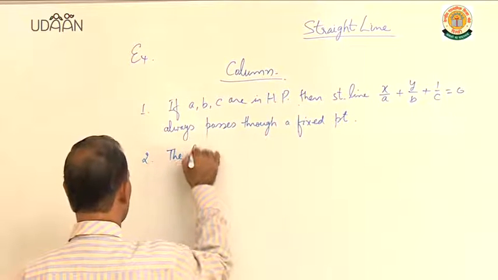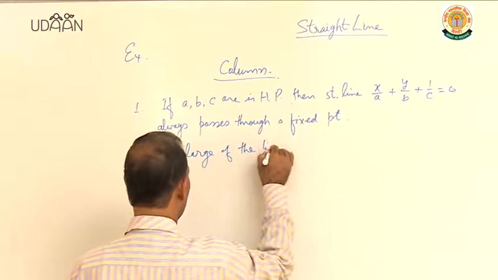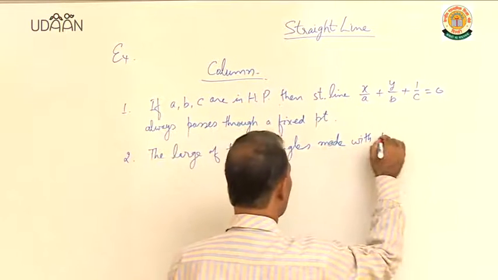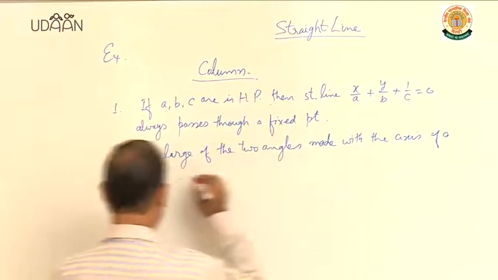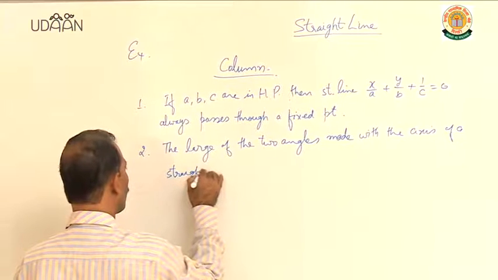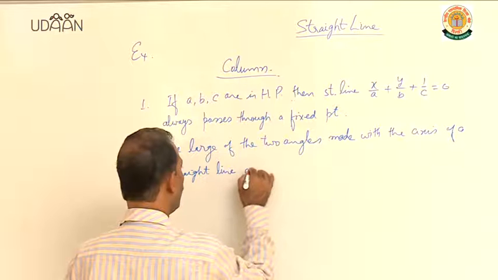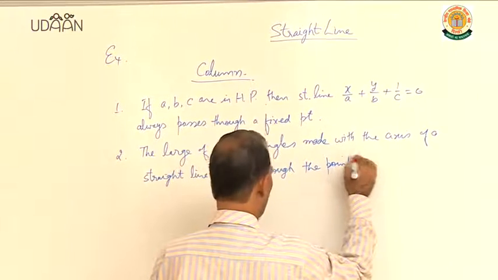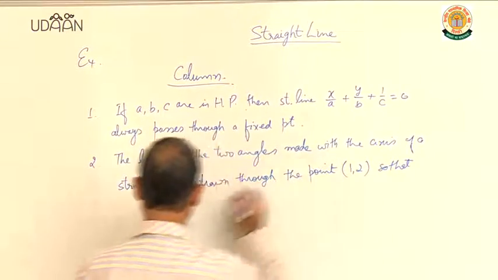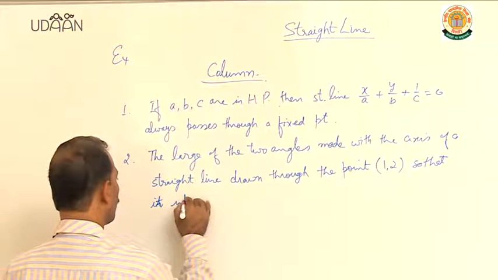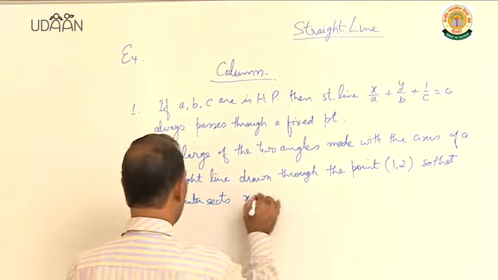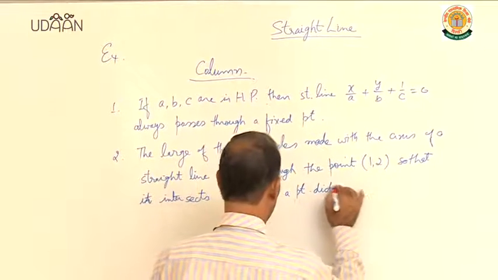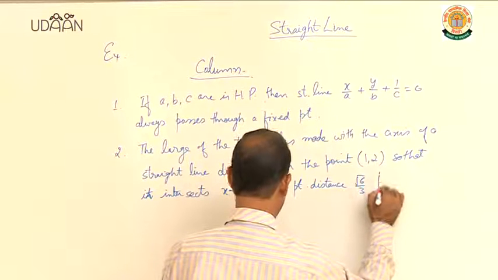Second is the larger of the two angles made with the axis of a straight line drawn through the point (1, 2), so that it intersects x plus y is equal to 4 at a point distance root 6 upon 3 from (1, 2).